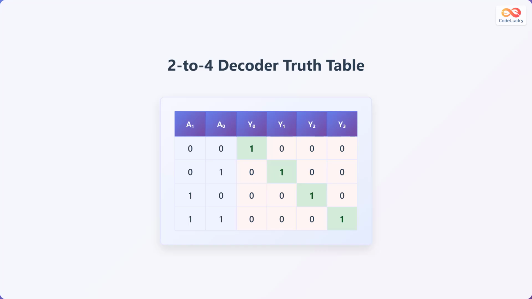When A1 is 0 and A0 is 1, Y1 is active and the rest are 0. When A1 is 1 and A0 is 0, Y2 is active and the others are 0. Finally, when both A1 and A0 are 1, Y3 is active, while the remaining outputs are 0.